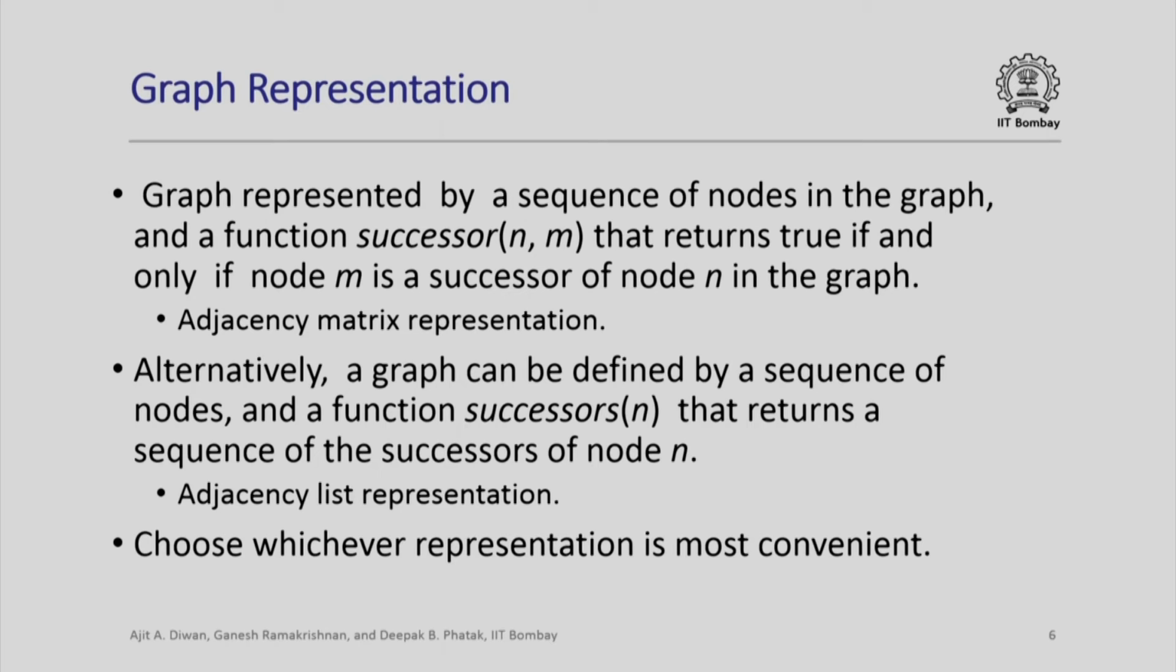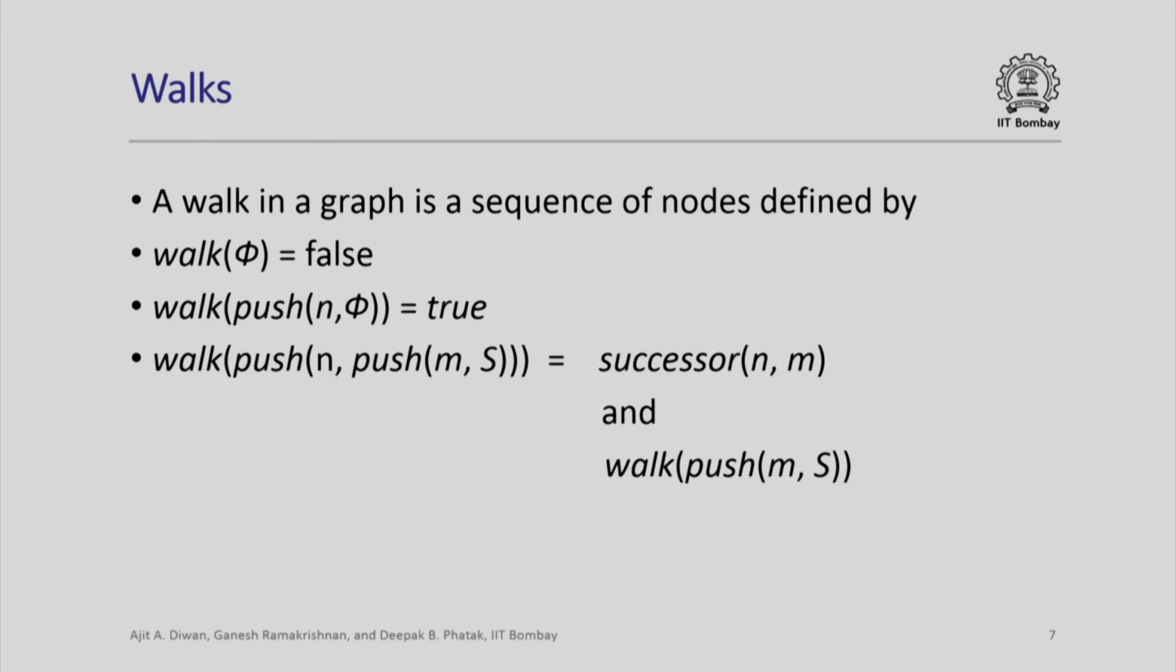So, you give a node n in the graph, it will tell you what are all its successors in the graph, and this is sometimes called adjacency list representation. Both representations are equivalent. A graph can be represented in either way, and we will choose whichever representation is more convenient depending on its use.